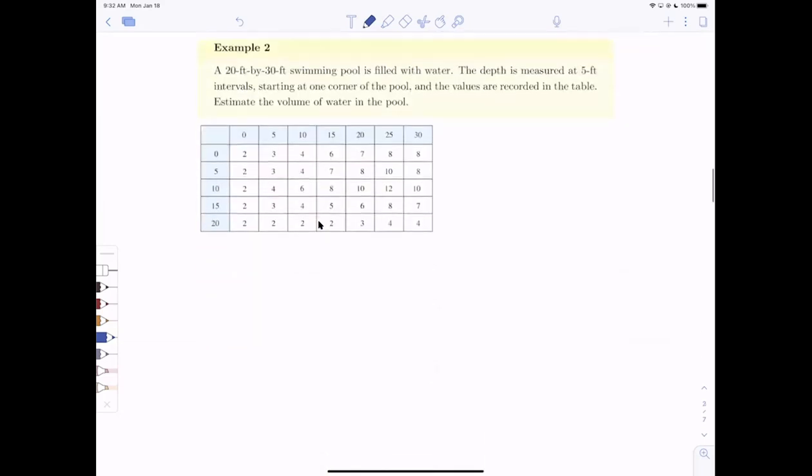Next example. Again, I'll give you some time to work on this and I'll take it up. It's basically the same thing, but with a little bit of application. Let's see if you know how to set it up, right? We'll take it up at 9:37.